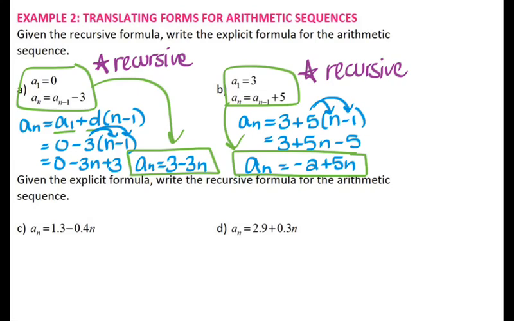For C and D, we're going backwards. So this right here I'm going to label as explicit. Same thing over here, I'm going to label this as explicit.